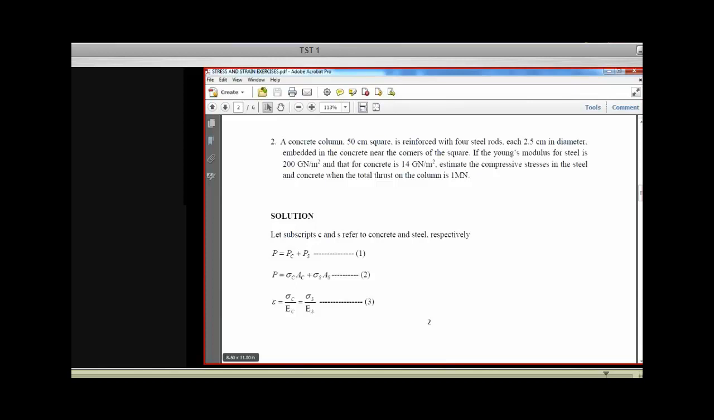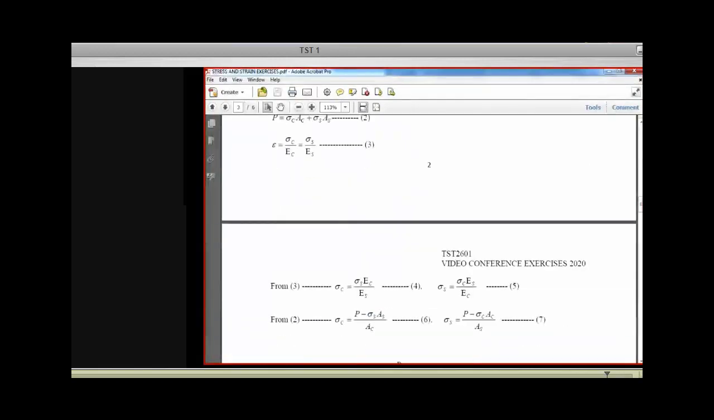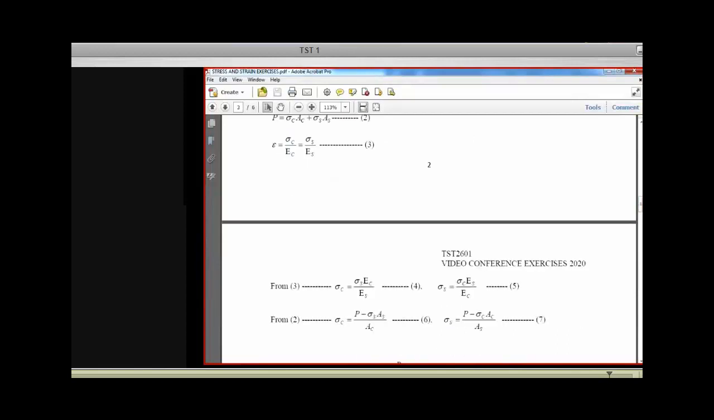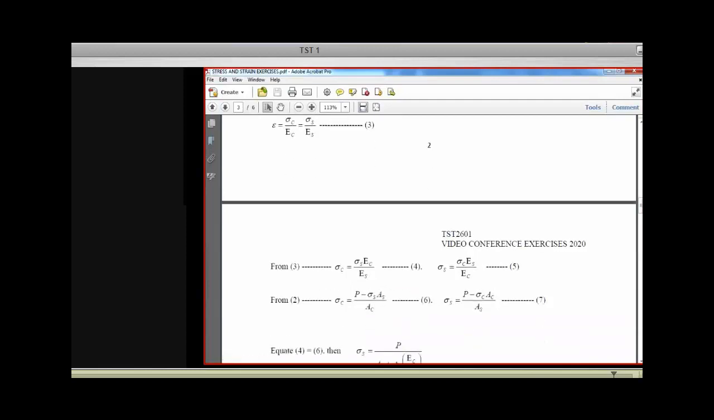But in this case, before we even start solving the problem, we worked on the equations mathematically, just to make the stress the subject of the formula. So from equation 3, you can have this to give you equation 5. The same thing from equation 3, you have this to give you equation 4 and equation 5. From equation 2, you can make the stress the subject of the formula to give you another equation 6. You make the stress of the steel the subject of the formula to make equation 7. So it's still the same as what we've done in example 1, but in this case, we worked on the equations first before solving the problem.